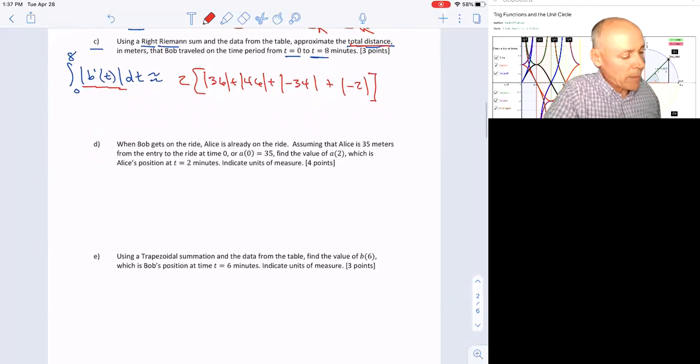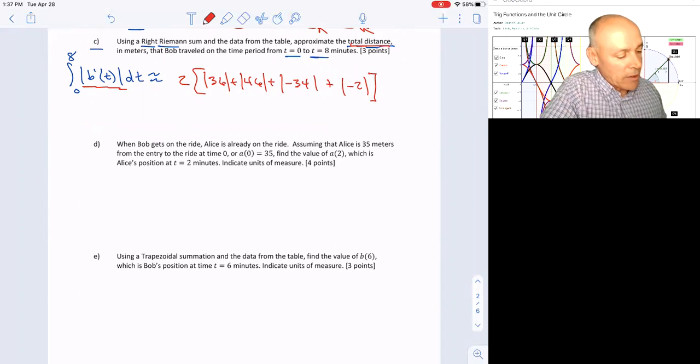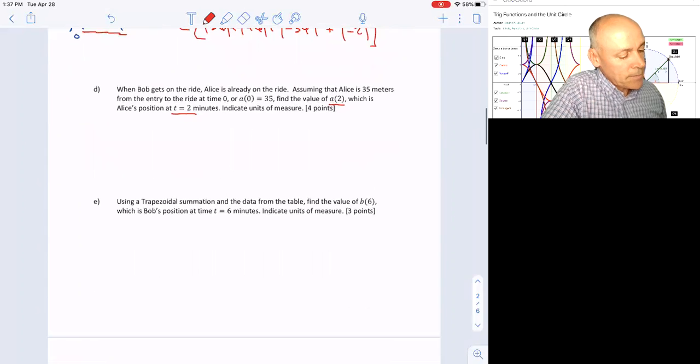Part D says when Bob gets on the ride, Alice is already on the ride. Assuming that Alice is 35 meters from the entry to the ride at time t equals 0, or A at 0, Alice's position at time 0 equals 35, find the value of A at 2, which is Alice's position at time t equals 2 minutes. Indicate units of measure. All right, so I'm looking for Alice's position at time 2.